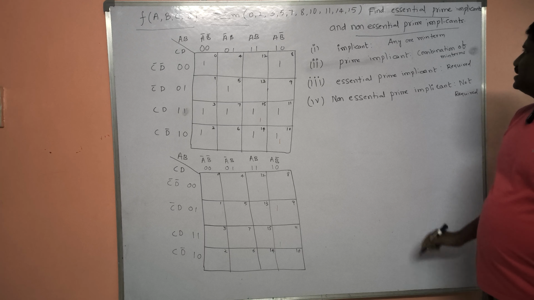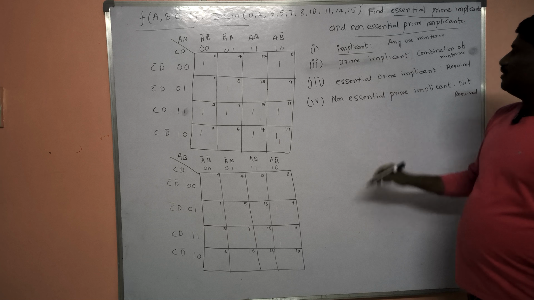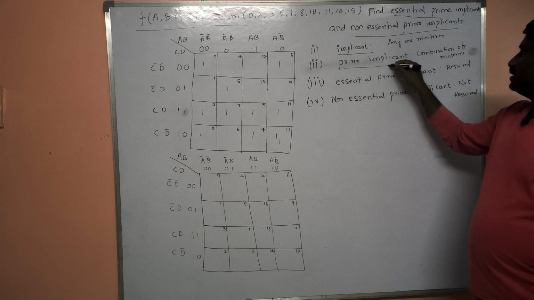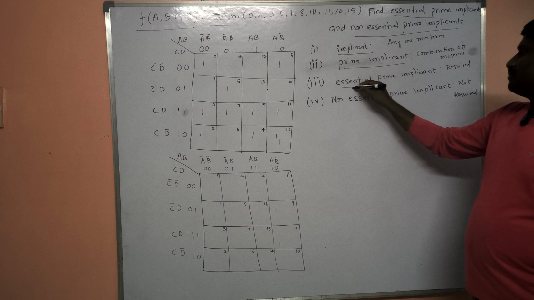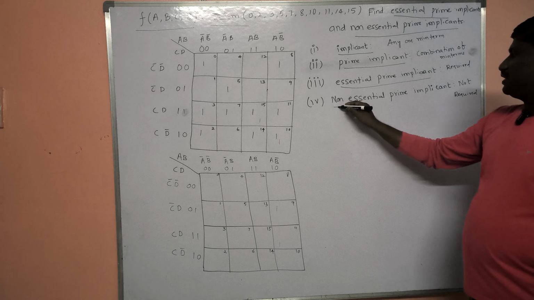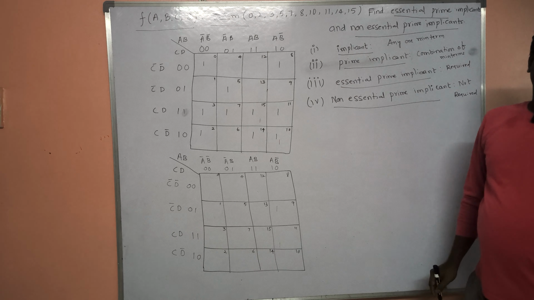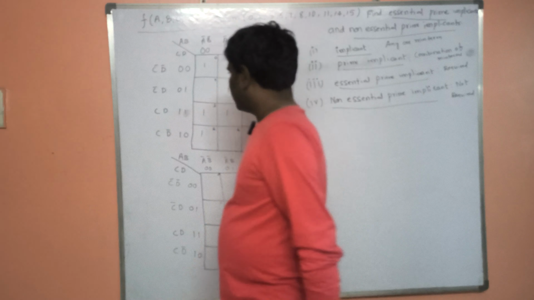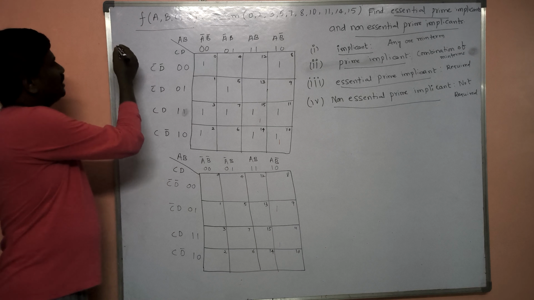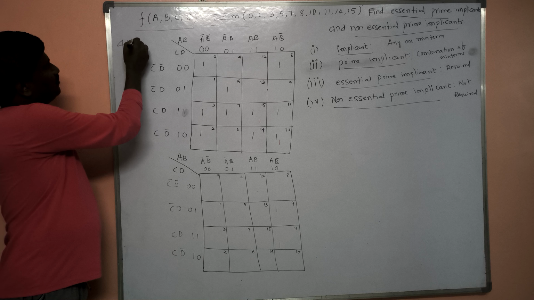So we should know what is an implicant, then we will look at what is a prime implicant, then what is an essential prime implicant, and then also a non-essential prime implicant. For this given problem, we will take a 4 variable K map.